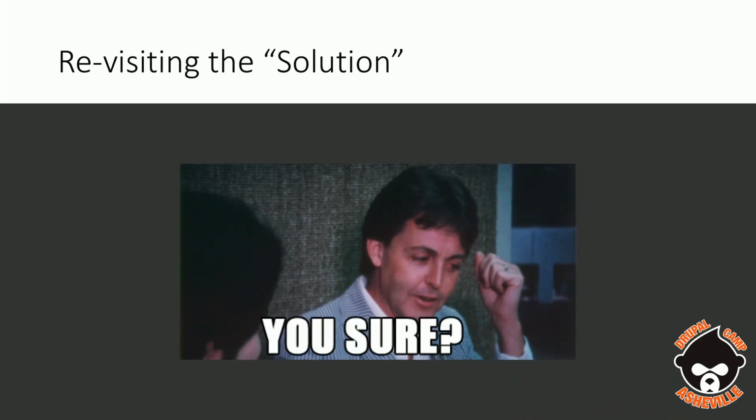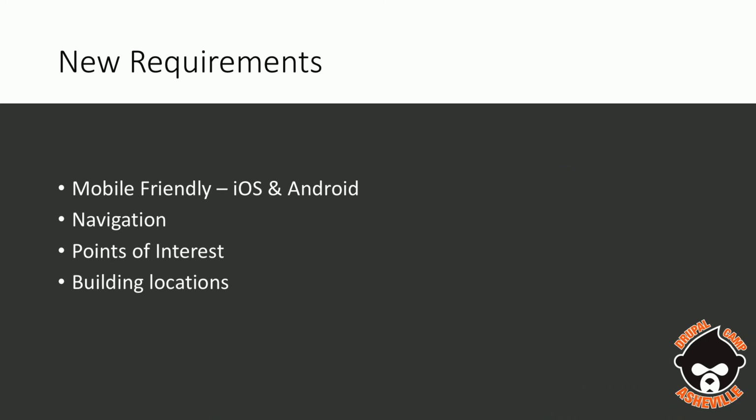So out of that meeting, we came up with some new requirements, right? Now I'm thinking mobile app at that point, so I'm asking questions like, well, what does it need to do? This is kind of the broad stroke of what it needed to do. It needed to be mobile friendly on iOS and Android. It needed to provide some navigation. It needed to be able to list points of interest and list building locations. That's what the app needed to do.